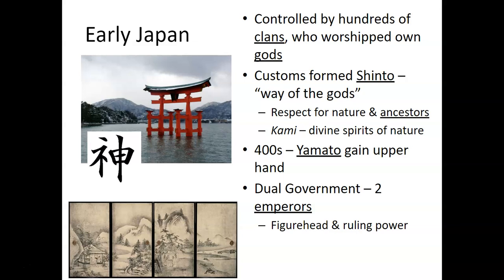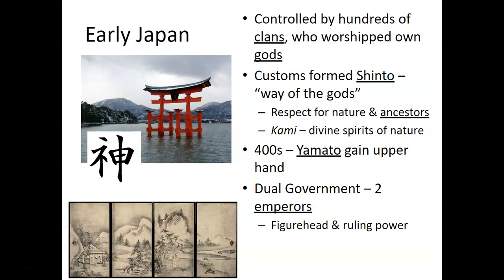And these clans worshiped their own gods and had their own ways of life. Basically, these Japanese customs formed what we call the Shinto, or the way of the gods. The Japanese followed the custom that you respected nature and you respected your family in the present day, but really you respected your ancestors and tried to do right by them. They believed in what was known as the kami, or the divine spirits of nature. To give you a pop cultural comparison, if you're familiar with Harry Potter, think of the Patronus, the spirit animal type of deal. This is the similarity to what the kami was in the Japanese Shinto way of life.